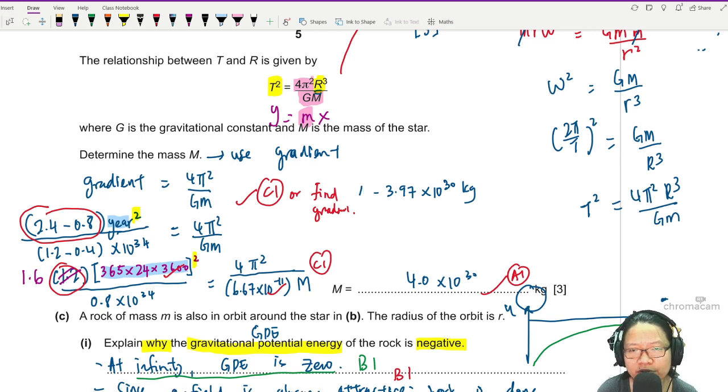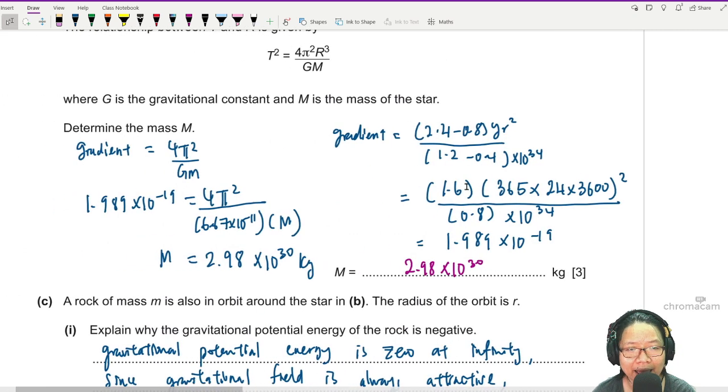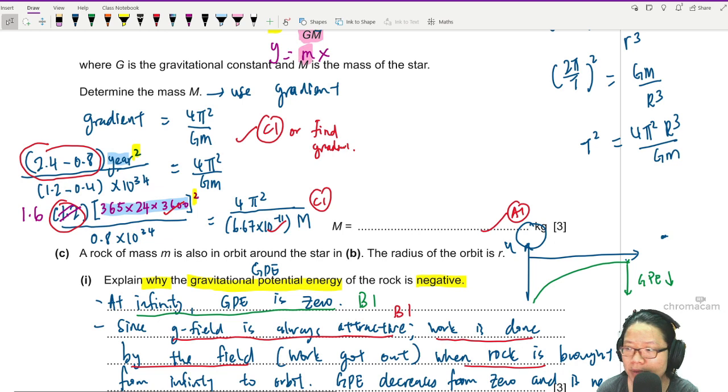And to find the value of m, if you find that this is too risky, what you could do is find the gradient separately, like so. After you find the gradient, you substitute inside here to find the value of m. That's also possible. So when I do so, I will get the answer that m is equal to 2.98 times 10 to the power of 30 kg.